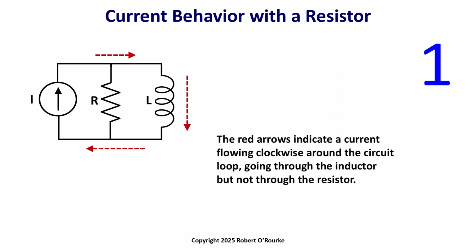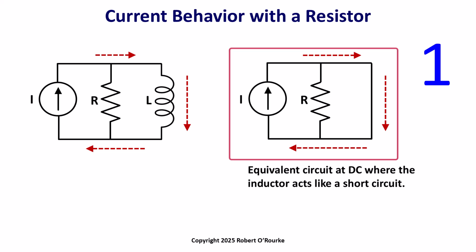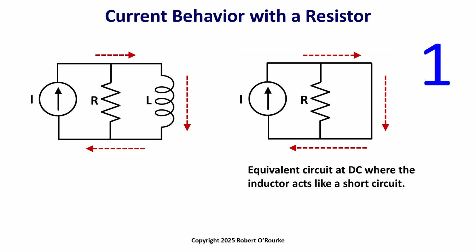We actually get the same current behavior that we got previously without the resistor. The entire current goes through the inductor just as before. No current goes through the resistor. Modeling of the inductor as a short circuit for DC analysis is shown in the equivalent circuit on the right. The current won't go through the resistor when the current can much more easily go around the resistor.